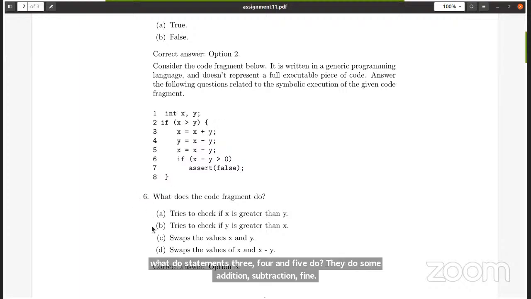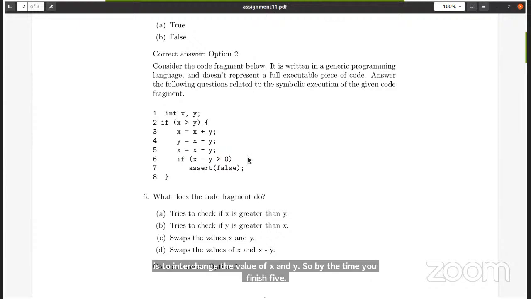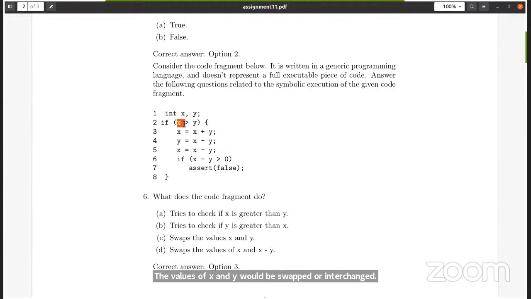But if you look at question number 6, the collective effect of statements 3, 4, and 5 is to interchange the values of X and Y. So by the time you finish 5, the values of X and Y would be swapped. If they are interchanged and originally X was greater than Y, now X takes the value of Y and Y takes the value of X. So Y would be greater than X, right? So the condition in the if statement in line number 6 will not pass, no? Yes, ma'am. Because it's always negative. Right. That's why. Okay, ma'am. Is this clear now?